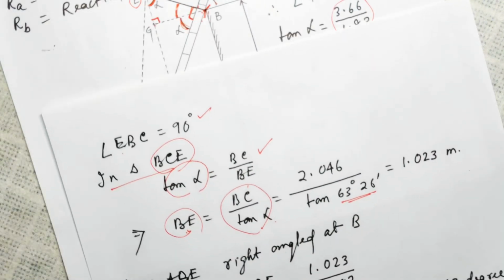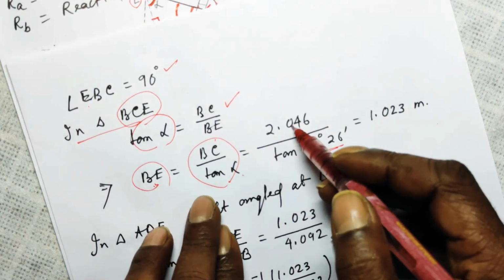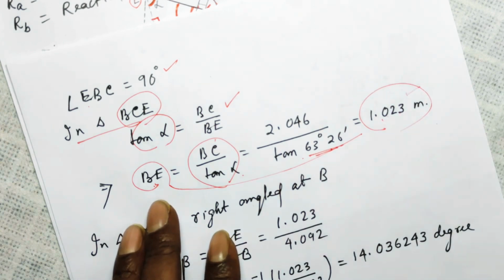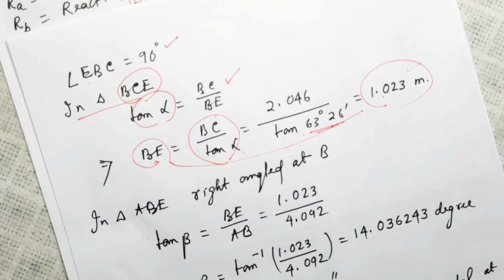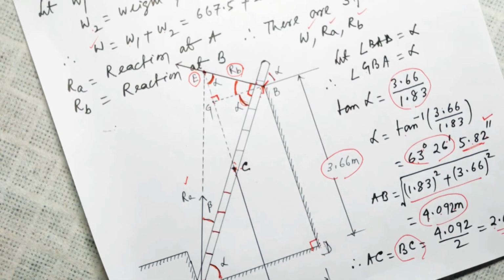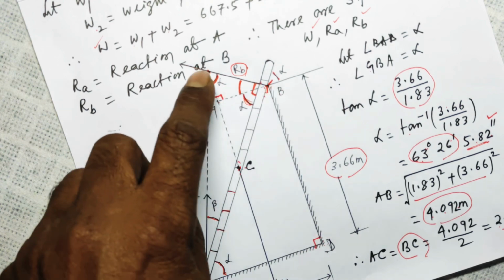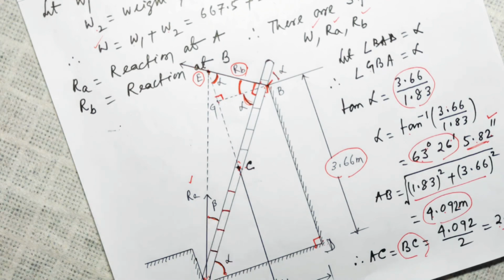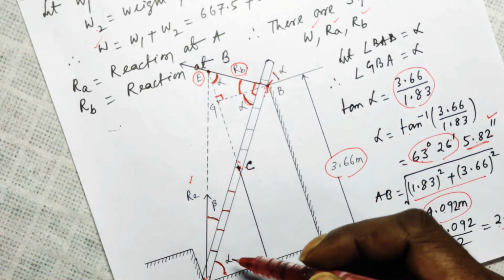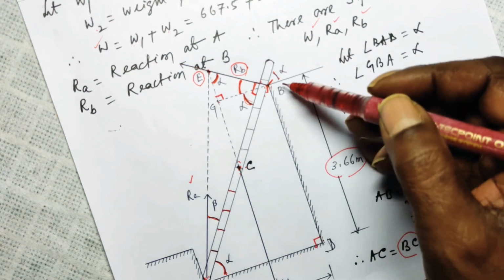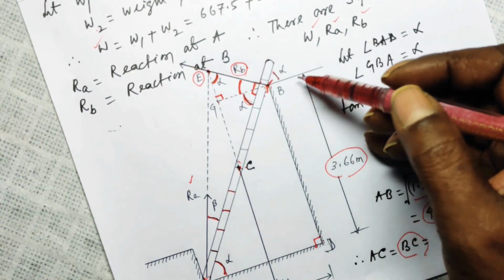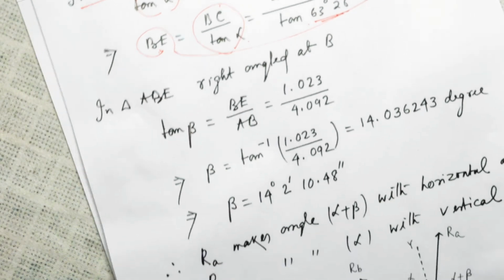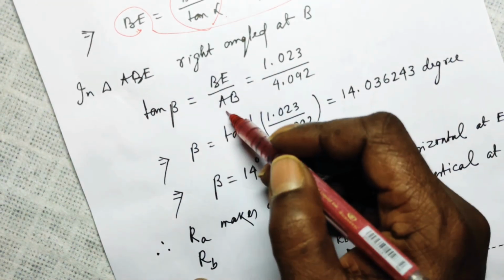2.046. So putting the value of BC and tan alpha, your BF comes out to be 1.023 meter. Now again look at the triangle ABE, which is also right angled at B, and let this angle be beta. So your tan of this angle beta in the triangle ABE will be perpendicular over base, that is equal to BE over AB. So tan beta is equal to BE over AB.